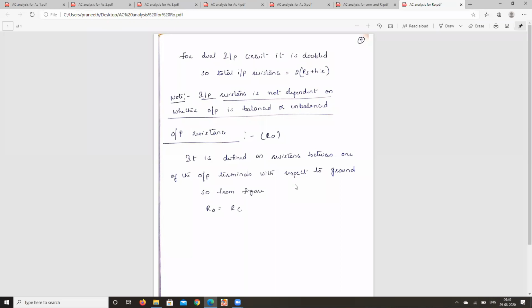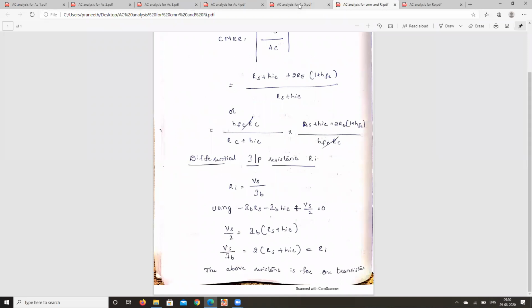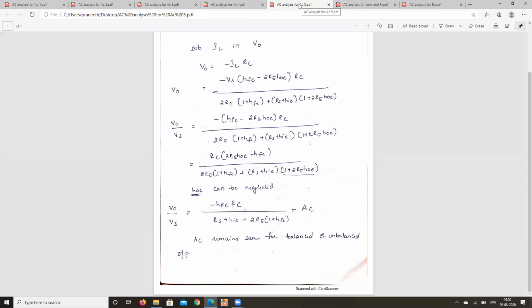In the next class, we'll do one or two problems and go on to the next topic. Hope today's class is clear. Has everybody noted all the expressions? Yes? Just respond. Yes, ma'am. Good. Then just go through whatever we have discussed today, go through the derivation, and get ready for the next class.